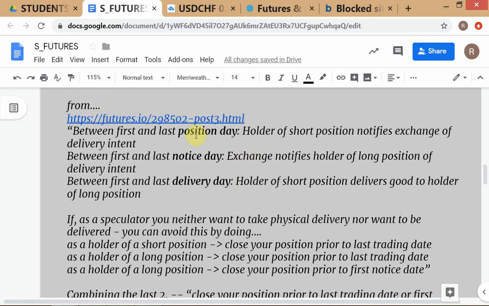Okay, so conceptually understand it, although you may not be affected in all the contracts in this particular project, but understand the concept when you're studying futures. Okay, so first position date. It's the first date on which we have already covered this yesterday. Make sure you understand this, okay?